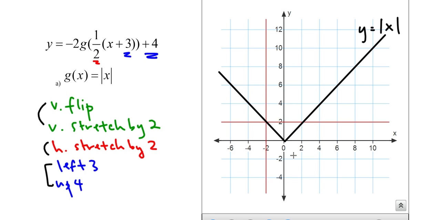Okay, so vertical flip and vertical stretch by 2. You can see that here at 0, 0, it doesn't flip, and 0 doesn't stretch. So I'm going to start here. But then as I go to here, this is at negative 2, 2. And so 2 multiplied by negative 2 is negative 4. So it actually stretches out to negative 4 at that point.